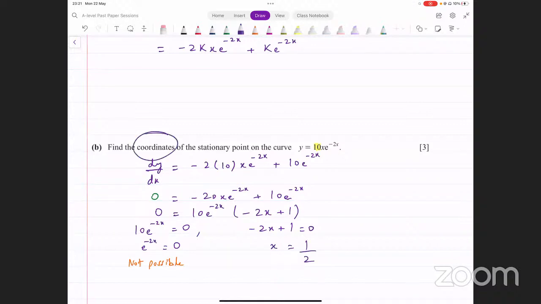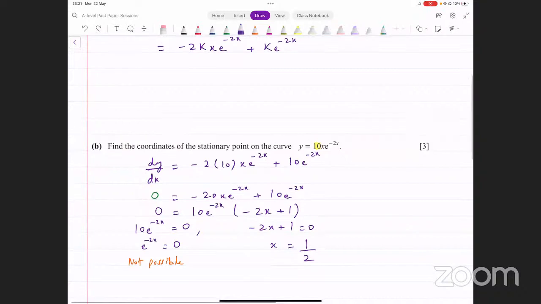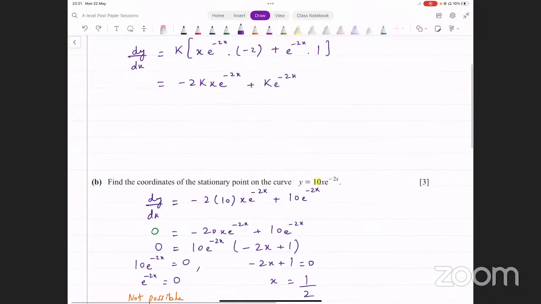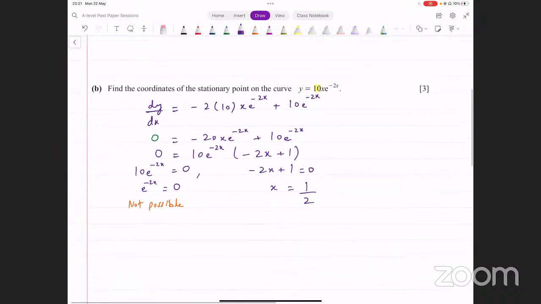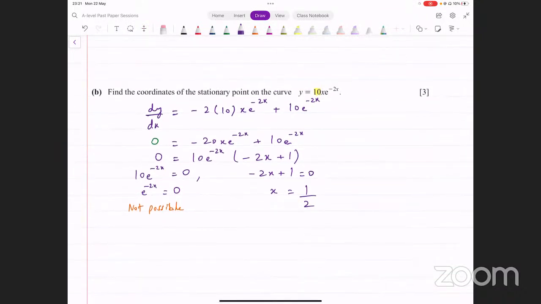They asked for coordinates, so we need the y coordinate too. Let's input this back into the function. That will give you the corresponding y coordinate. What was the function now? Remember, this is the function y equals 10x e raised to power minus 2x. We input it into this and get the corresponding value for y. So we have y equals 10 into 1 over 2 into e raised to power minus 2 into 1 over 2. So that gives us 5 into e raised to power minus 1, or we can say 5 over e.